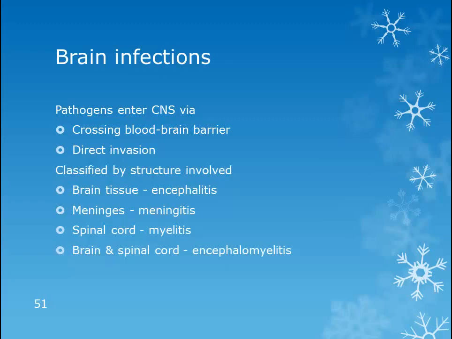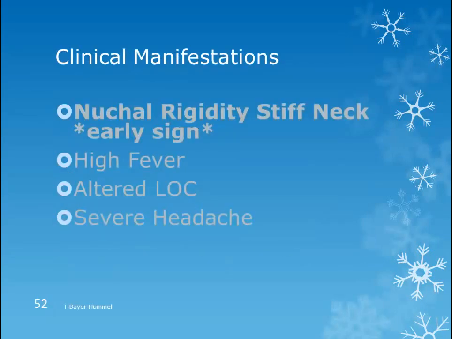The brain and spinal cord, encephalomyelitis. Some classic clinical manifestations of brain infections include nuchal rigidity, stiff neck, which is an early sign, high fever, altered level of consciousness, severe headaches.